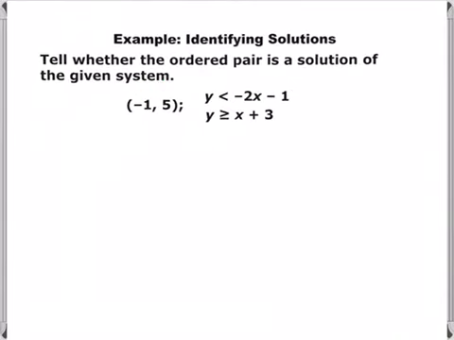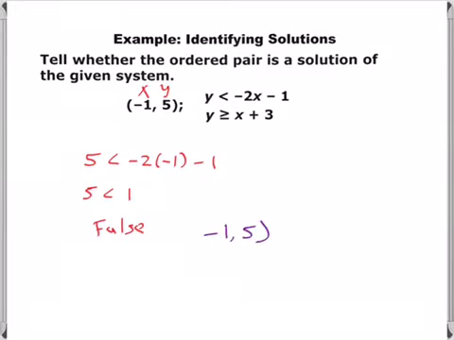All right, we're going to do the same thing in this example. We've got our x and our y, so we're going to plug them in. So in this case, we've got 5 is less than -2 times -1 minus 1. So -2 times -1 is 2. 2 minus 1 is 1. So you've got 5 is less than 1. Well, that's not true. That's false. And we don't have to go any farther, because if one of the inequalities ends up being false, the entire thing is false. So this means that -1, 5 is not a solution.